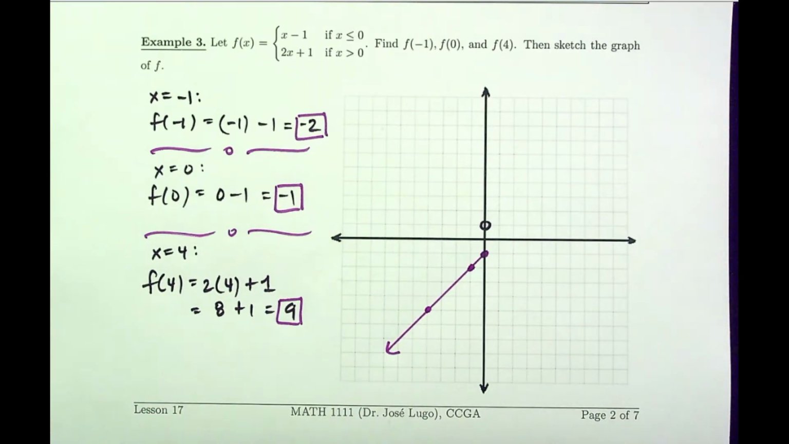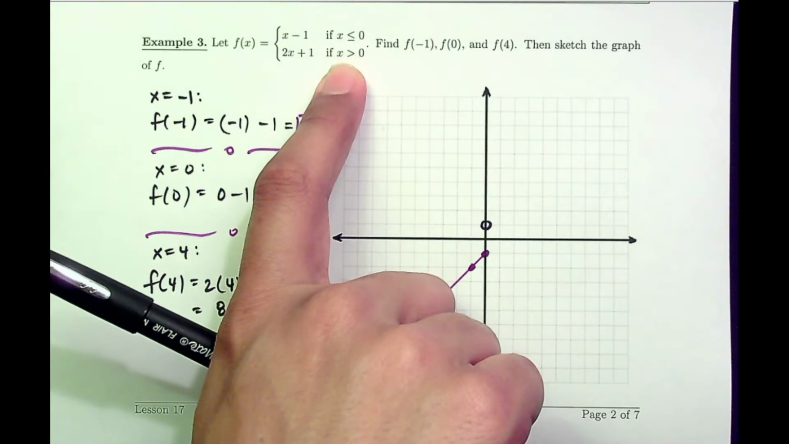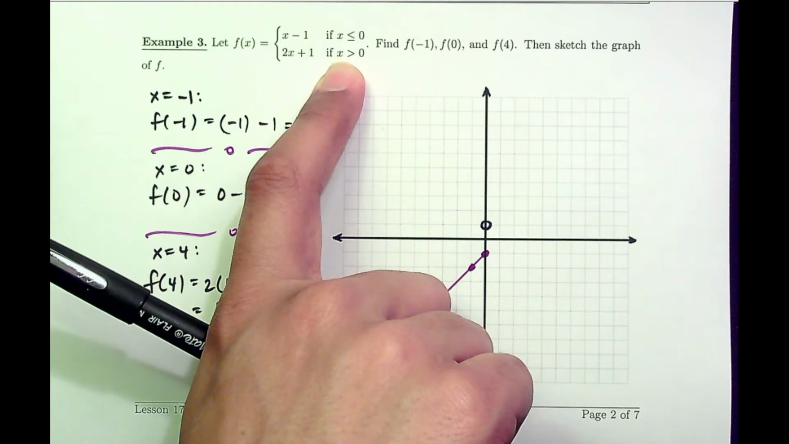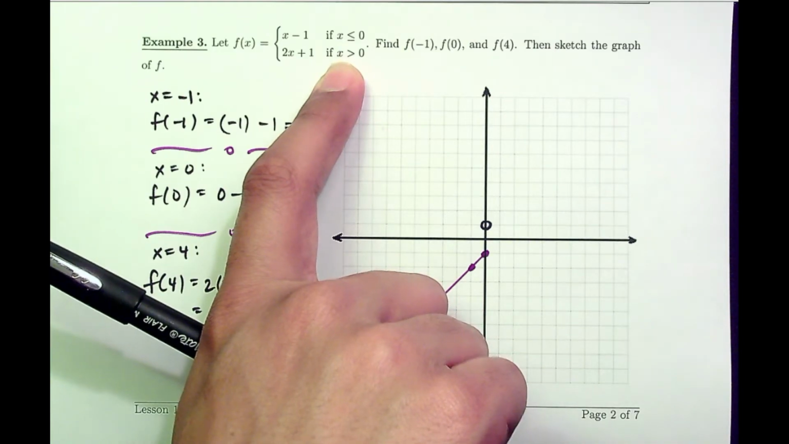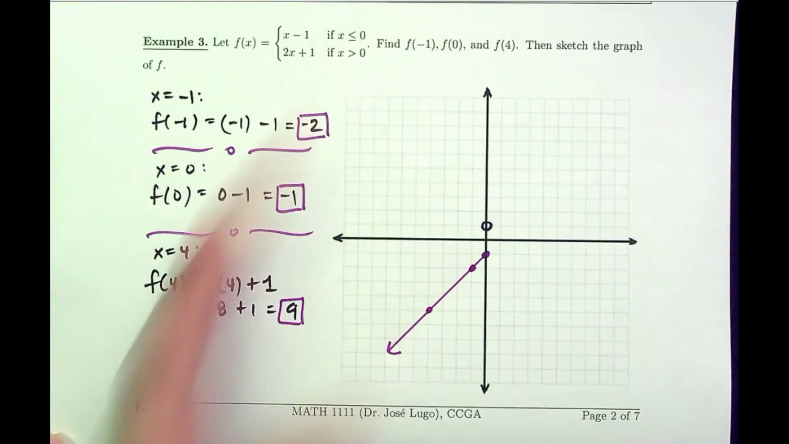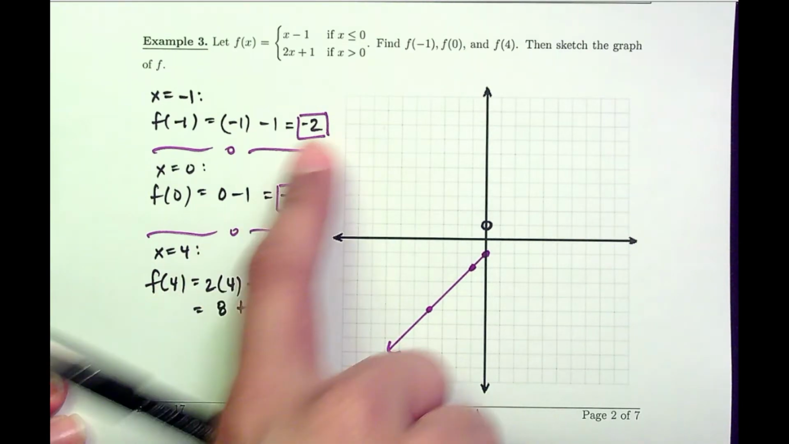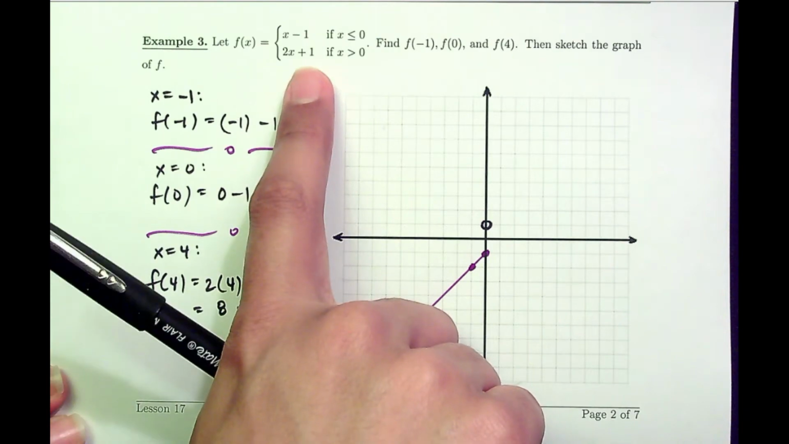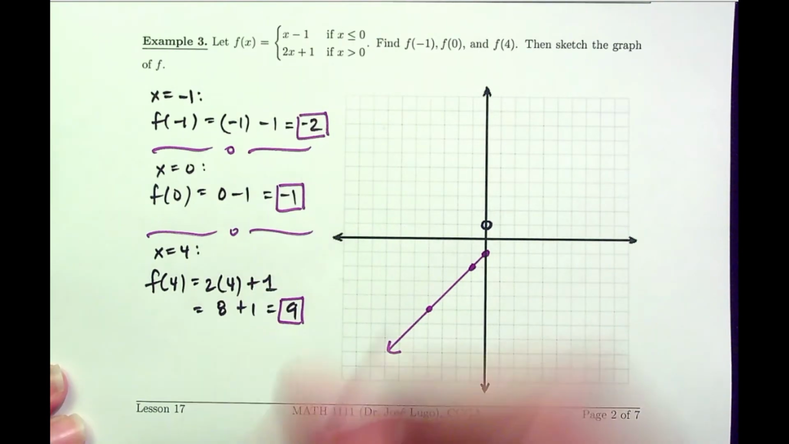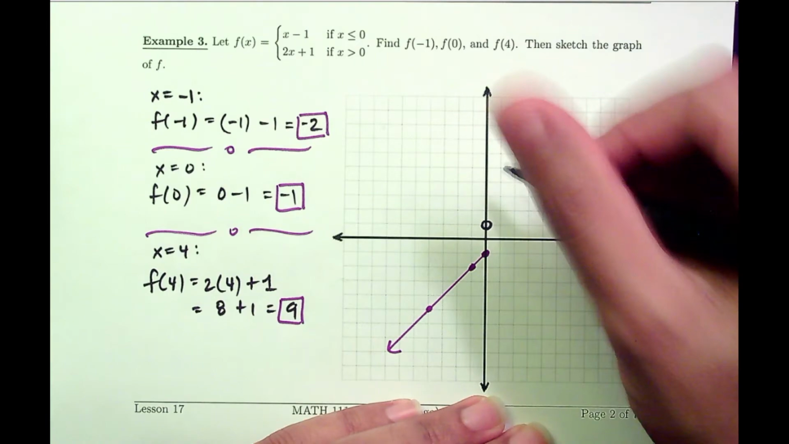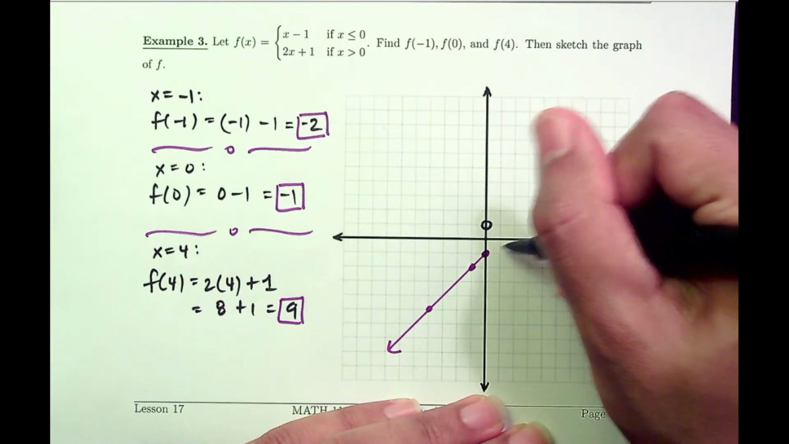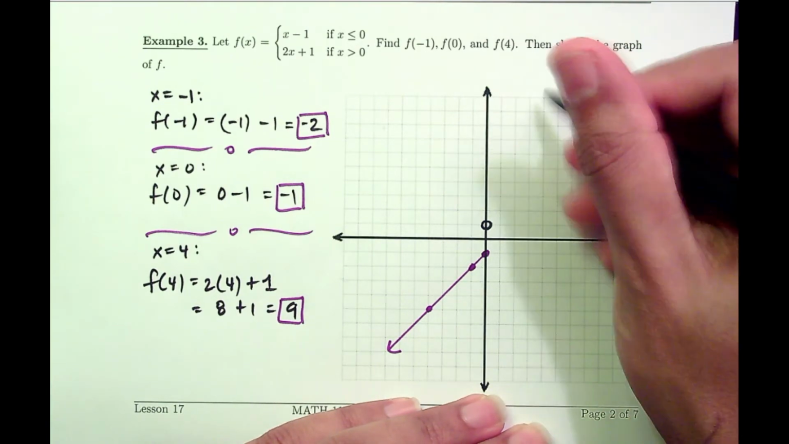I plug in 0, I get 1, but that's not included. x equals 0 is not part of that. Now, pick a number bigger than 0, any number you want, but we already used 4, so I'm going to use that one. Plug it in this part, just like we did there, and we get 9. So that means when I plug in 4, I get 9. 1, 2, 3, 4, 9.